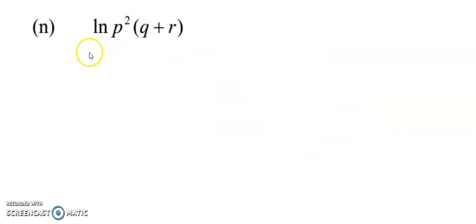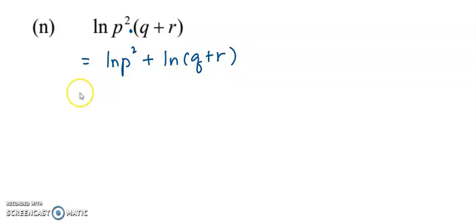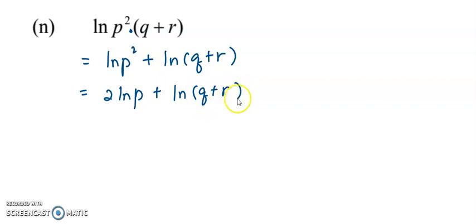Alright, then for this question, because p squared is multiplied by q plus r, I get my log p squared plus log q plus r. And then move the 2 to the front, I get 2 log p. Since for log q plus r, there are no laws that can split them, just let them stay as log q plus r.